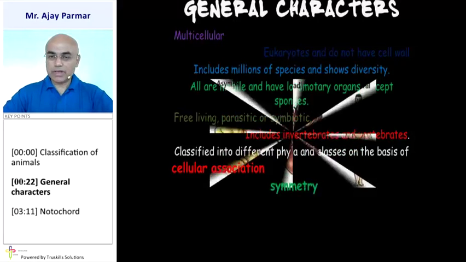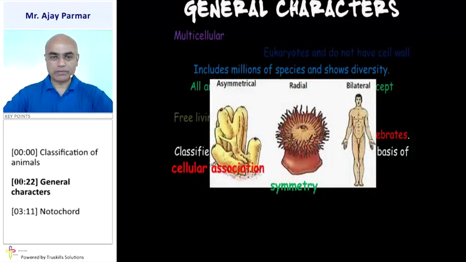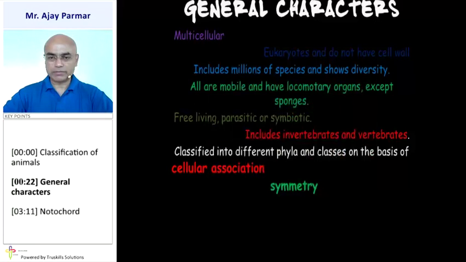It is also classified on the basis of symmetry. Some animals are asymmetrical, that means they do not have any symmetry in their body. Some of the animals have radial symmetry, that means they are symmetrical in a circular manner. Whereas some animals, like ourselves, are bilaterally symmetrical, that means whatever parts of the body we have exteriorly, we have exactly the same parts on both sides of our body.